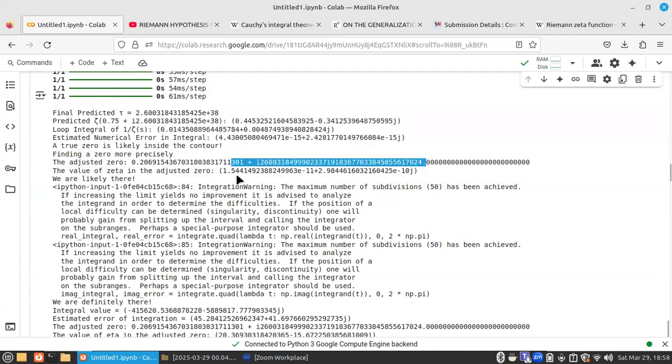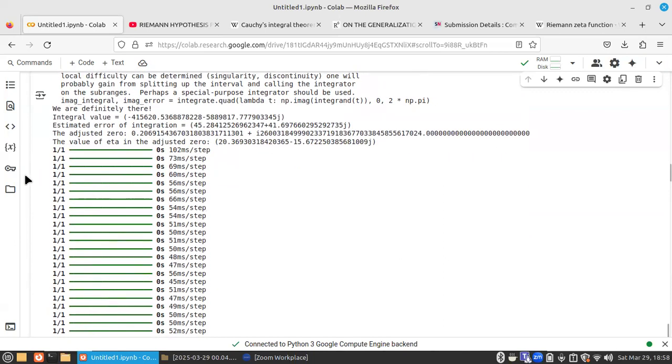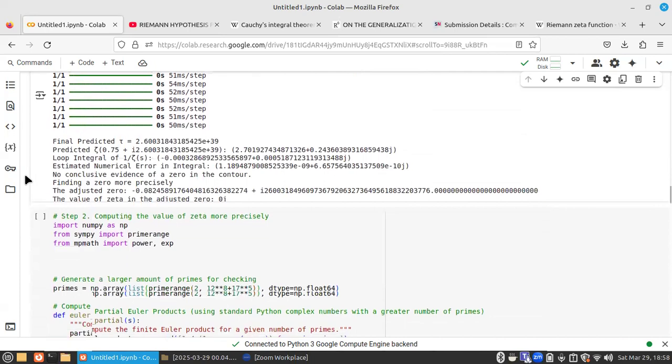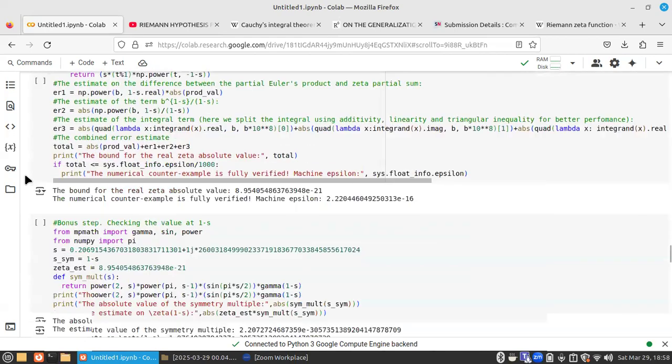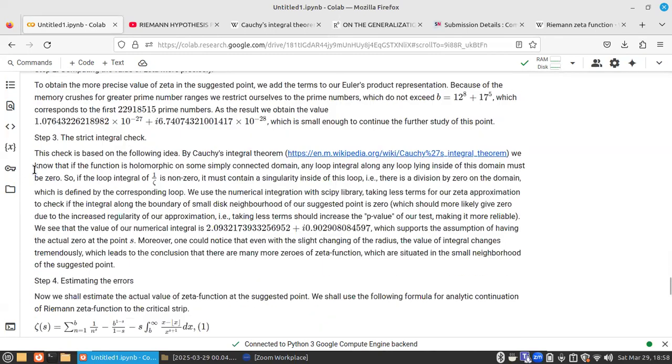We also test that the value of this partial Euler's product is small enough, and after that we perform this integration check, and you see that the integral value is strictly non-zero. So what should we do to study it further? To study it further, we take some more prime numbers.